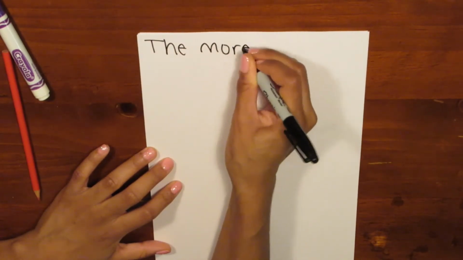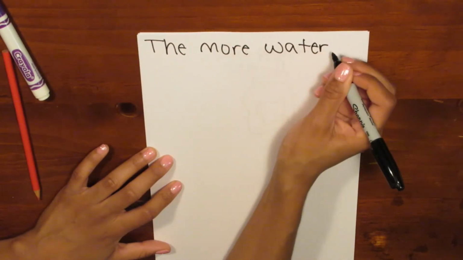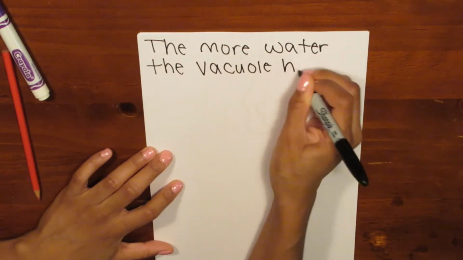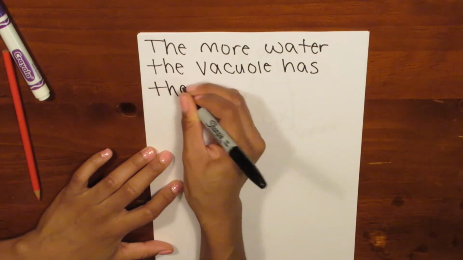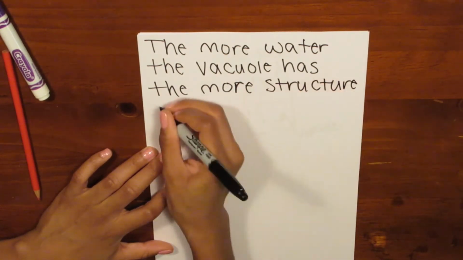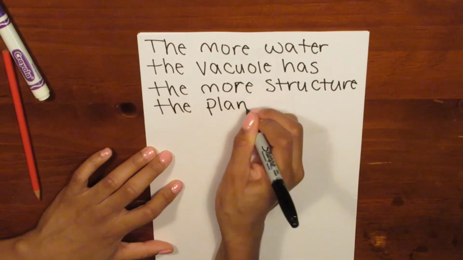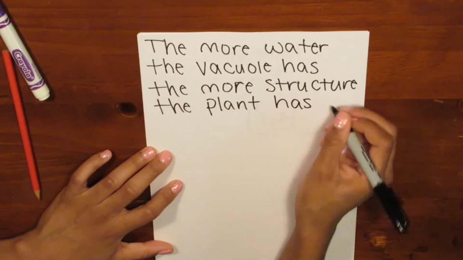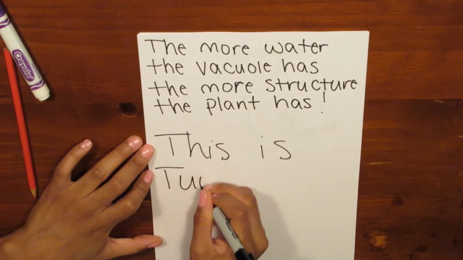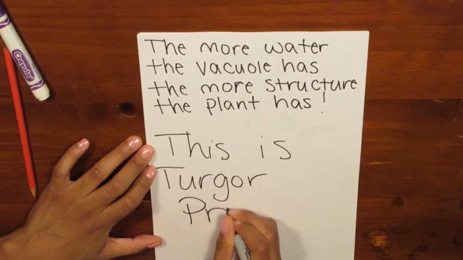So the more water that's inside of the vacuole, the more structure the plant cell has. The vacuole is going to be pushing out on the cell wall. And this is what we call Turgor pressure. That's all that it is.